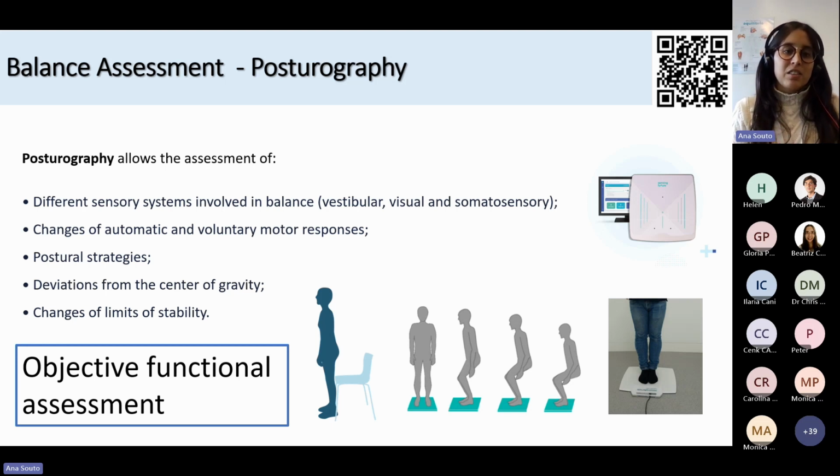We can assess and see changes of automatic and voluntary motor responses to assess postural strategies, deviations from the center of gravity, so asymmetry of stance, and also changes in the limits of stability. So what we end up with is an objective functional assessment of balance.